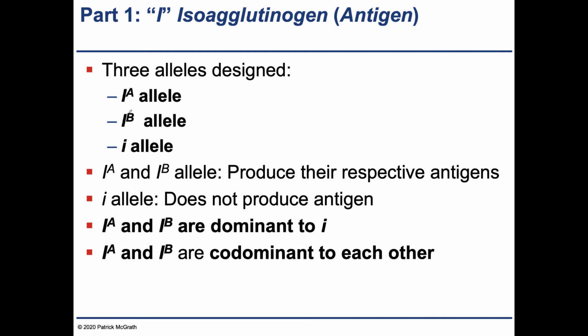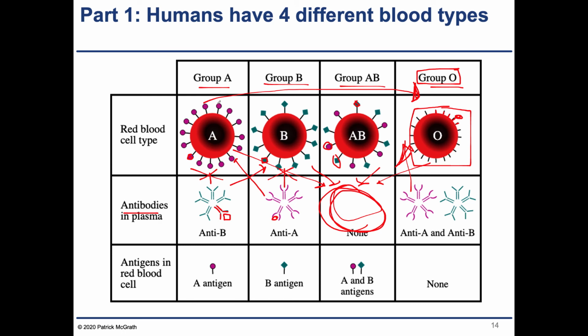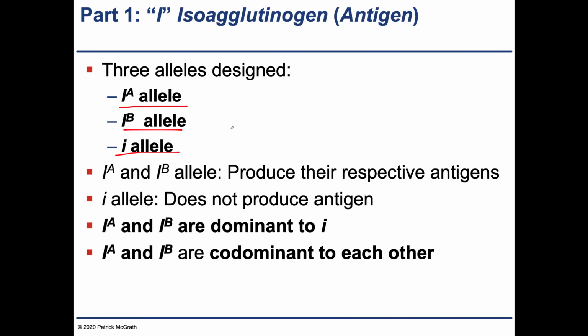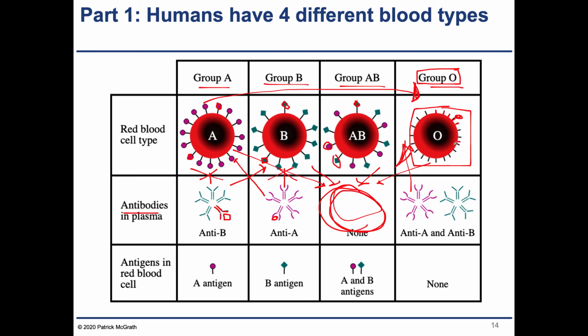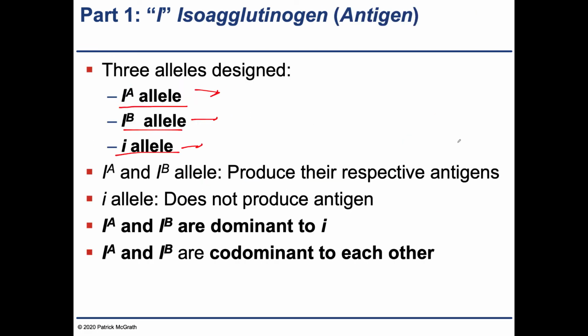So there are three alleles of this gene that you have to worry about. There is the IA allele, there's the IB allele, and then there's the little i allele. IA and IB produce the respective antigens. So these genes are necessary for creating these carbohydrate groups right here. If you have the A allele, you are able to produce that A antigen. If you have the B allele, you're able to produce the B antigen. And if you have the little i, you're only able to produce this little stem right here, the H substance.